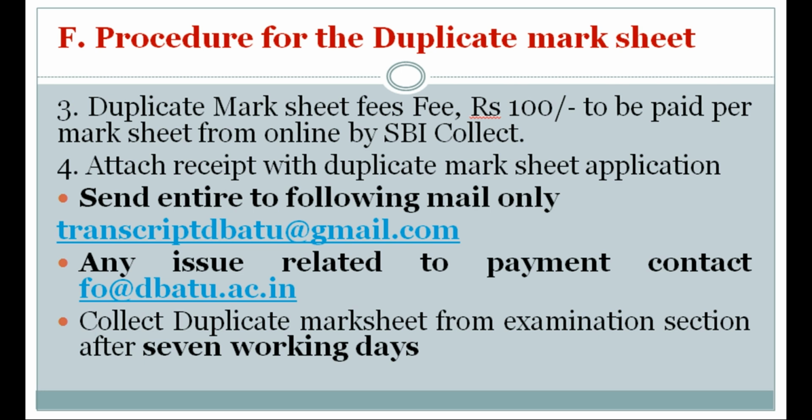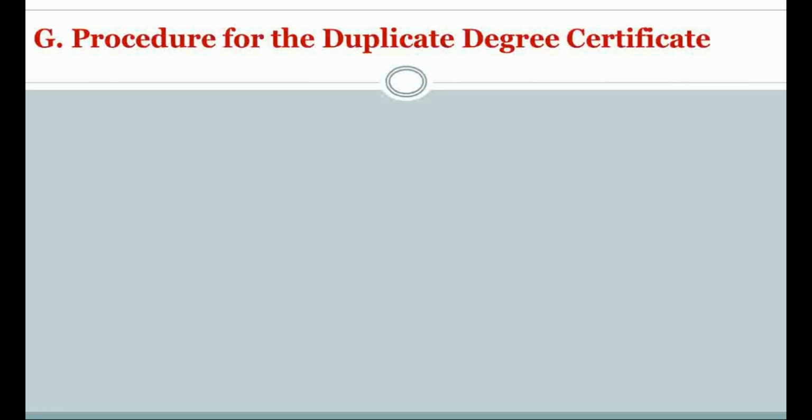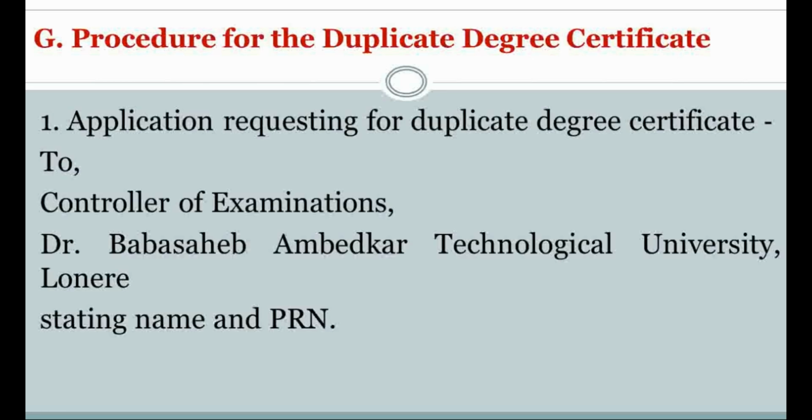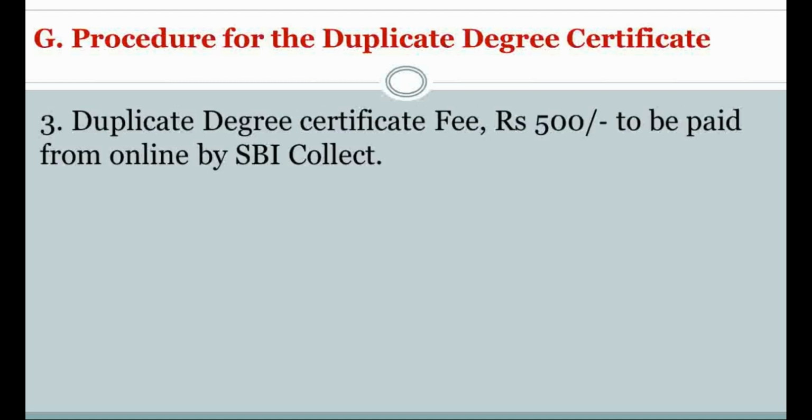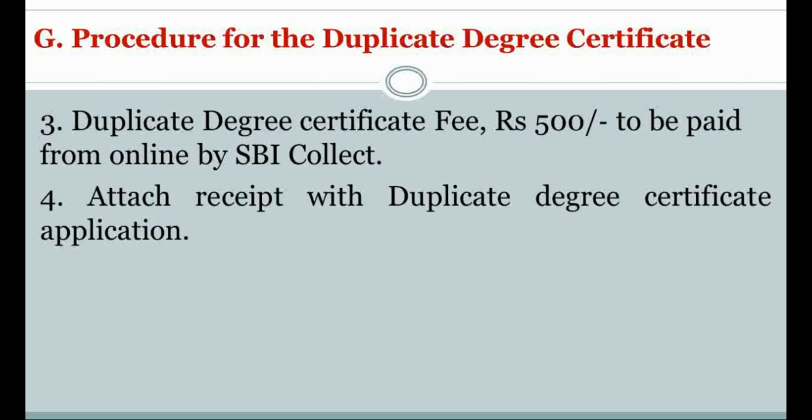The next process is the procedure for the duplicate degree certificate. In this also you have to write an application requesting a duplicate degree certificate to the Controller of Examination, stating your name and PRN number. Attach the scan or Xerox copy of your degree certificate, if it is available, with this application. Then you have to pay the fees, that is 500 rupees, by SBI Collect. You have to attach the receipt with the duplicate degree certificate application.